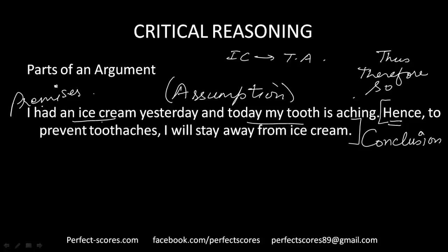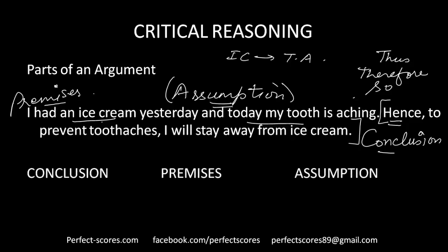So you have 3 parts of an argument. You have the premises that support the conclusion and that are based on the basic underlying assumption. So these are the 3 parts, and in critical reasoning you will find that 80% of your CR questions can be solved if you know these three terms very well. If you can understand and find out what is the assumption, what is the conclusion, what is the premise, you can easily solve around 80% of the CR questions.